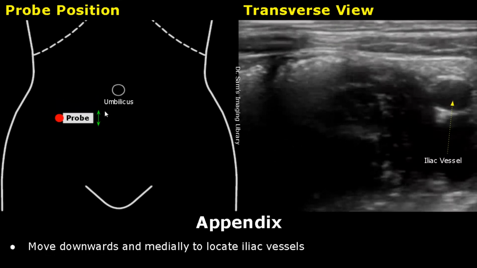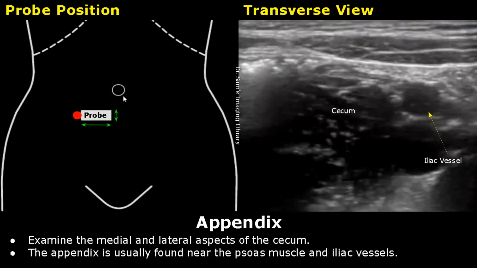Move downwards and medially to locate the iliac vessels. This is the iliac vessel. This will be the image formed. Examine the medial and lateral aspects of the cecum. Usually the appendix is found near the psoas muscle and the iliac vessels.